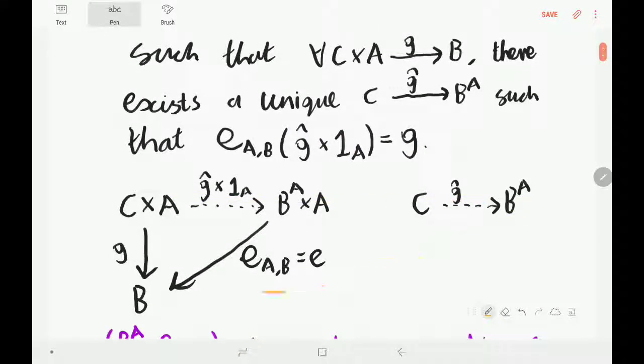This is really the way we understand exponential objects. We say that for any arrow G from C times A, there exists this unique arrow G cap, which makes this diagram commute, okay? And that's the definition of an exponential object.